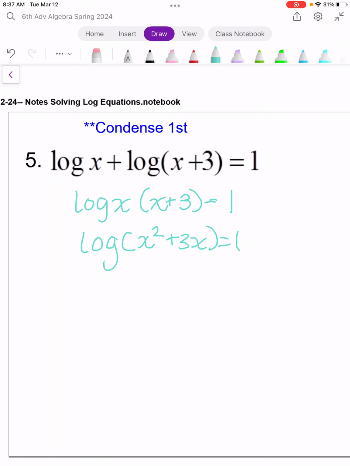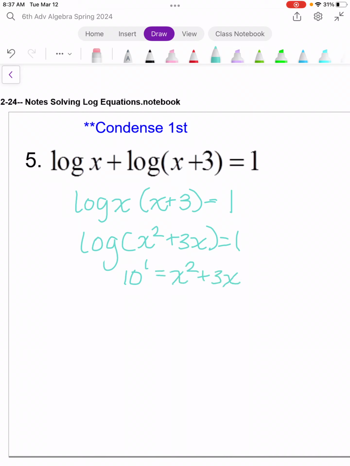Now the rules from before, they all are the same, like everything applies. So I've condensed it, I've isolated my log, so now I'm going to rewrite it as an exponential. So the base here, this is a common log, so the base here is 10. So it'd be 10 to the first equals x squared plus 3x.